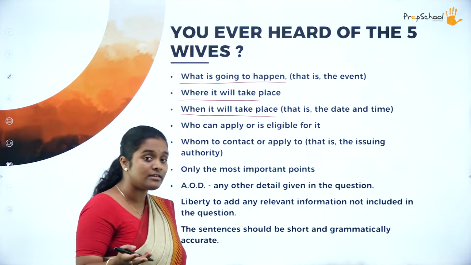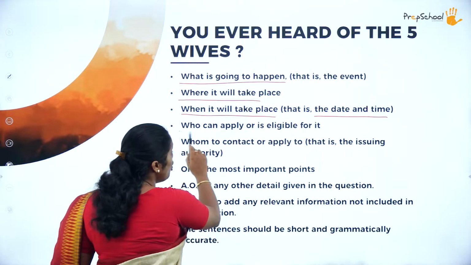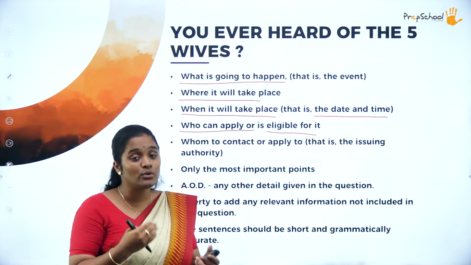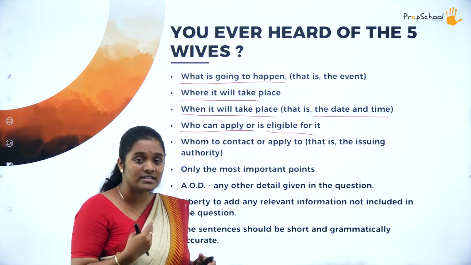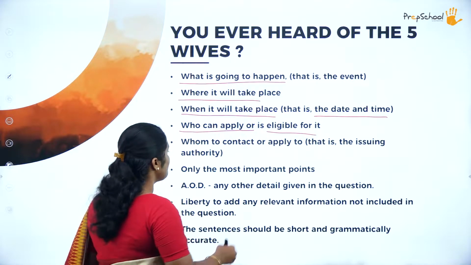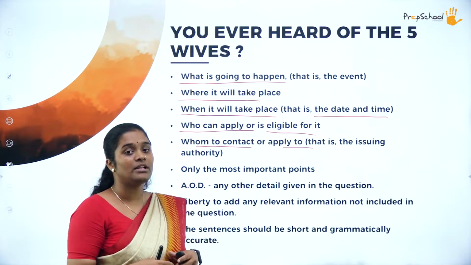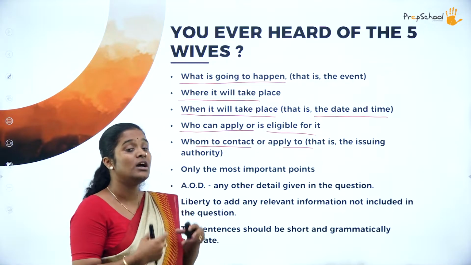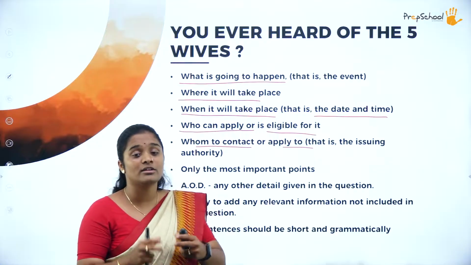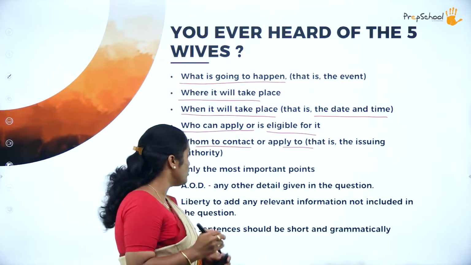When will it take place? Date. Let's keep the date of the event. That is the date and the time. Who can apply or who is eligible? In the note, you might have written only 11th and 12th students can participate in this career guidance program, or the rest of them can't. Some of that can also be included. Whom to contact or apply to, that is the issuing authority. For example, imagine there is a competition or something going on, and you'll have to contact the coordinator or the head of the department. Something like that can also be included in your notice.